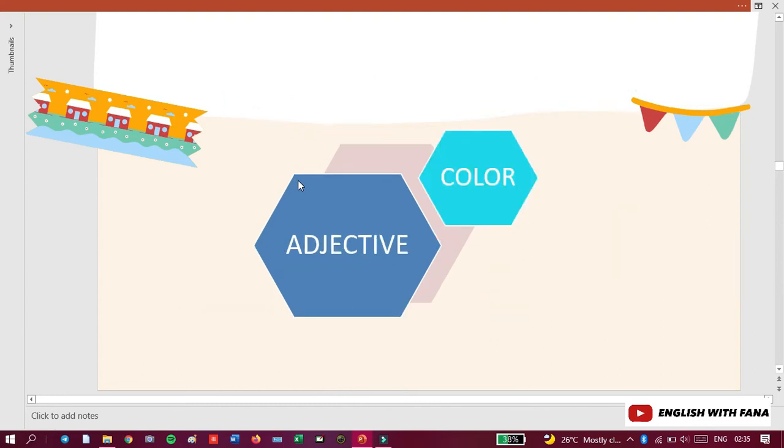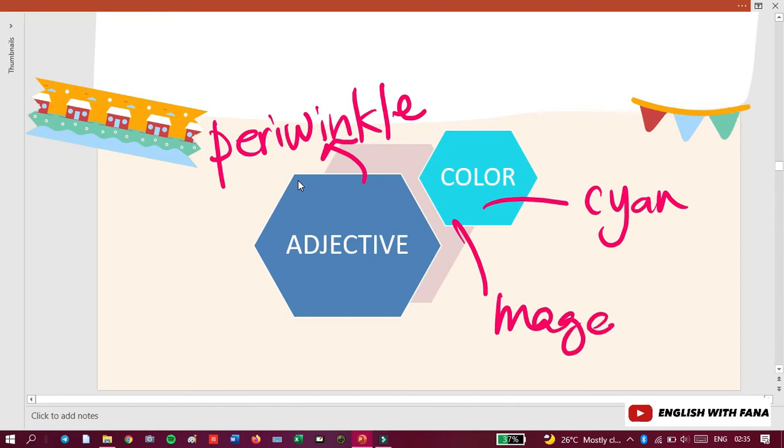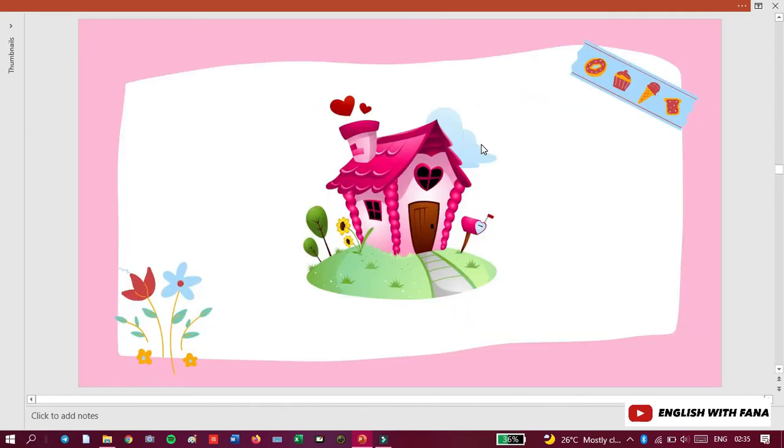Next, color. All the colors in the world can be adjectives. For example, do you know that there is a color named periwinkle? It's a color. Maybe cyan, magenta, yellow, blue, red, and all the colors that you can find. Right? Next.